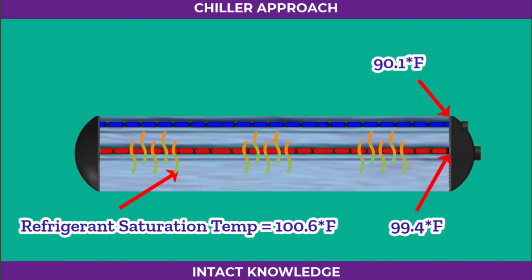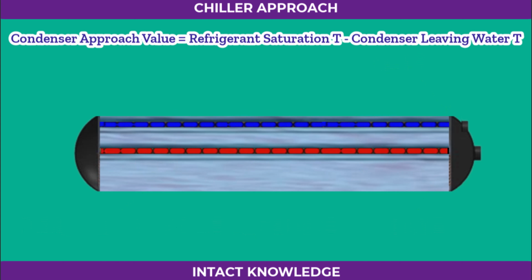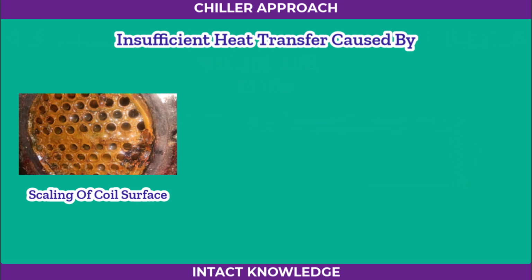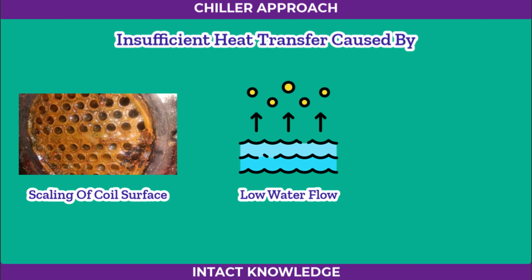Now let's calculate the condenser approach value. Condenser approach equals refrigerant saturation temperature minus condenser water leaving temperature. Plugging in the values, 100.6 minus 99.4 equals 1.2 degrees Fahrenheit. That's the condenser's approach value. Ideally, the condenser approach value should stay below 4 degrees Fahrenheit. Scaling inside evaporator or condenser coils can restrict water flow and heat transfer, leading to higher approach values.